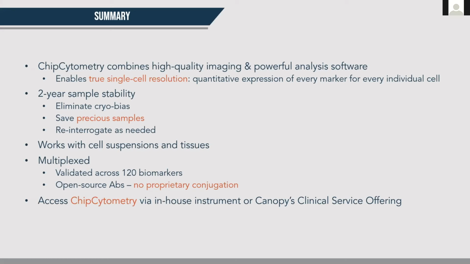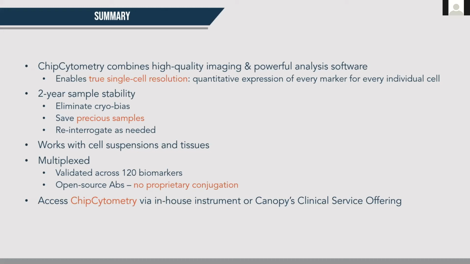It's flexible in the sense that it works with many different sample types, as I mentioned. And it's also a highly multiplex process. We validated over 120 biomarkers for PBMCs. This number continues to grow. And as I said, it's open source with regard to the antibodies and the conjugation chemistry we use, so there's no proprietary conjugation.